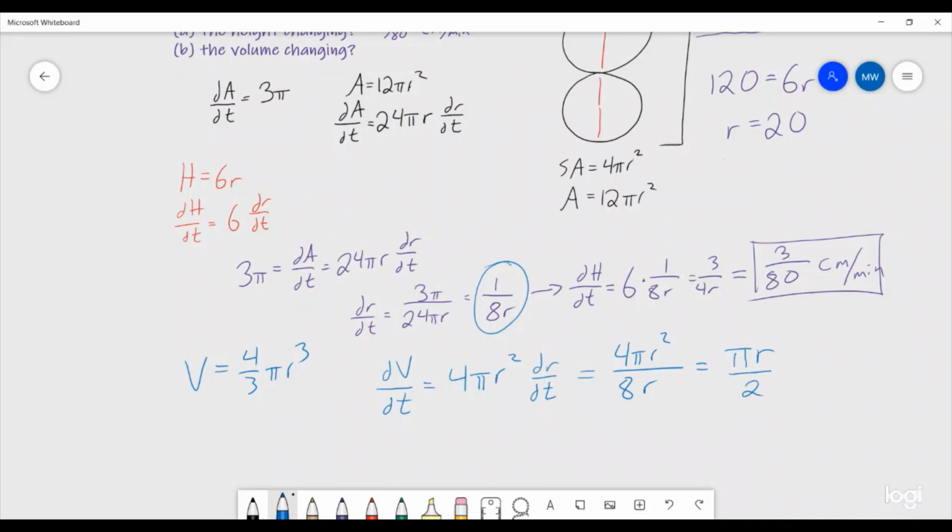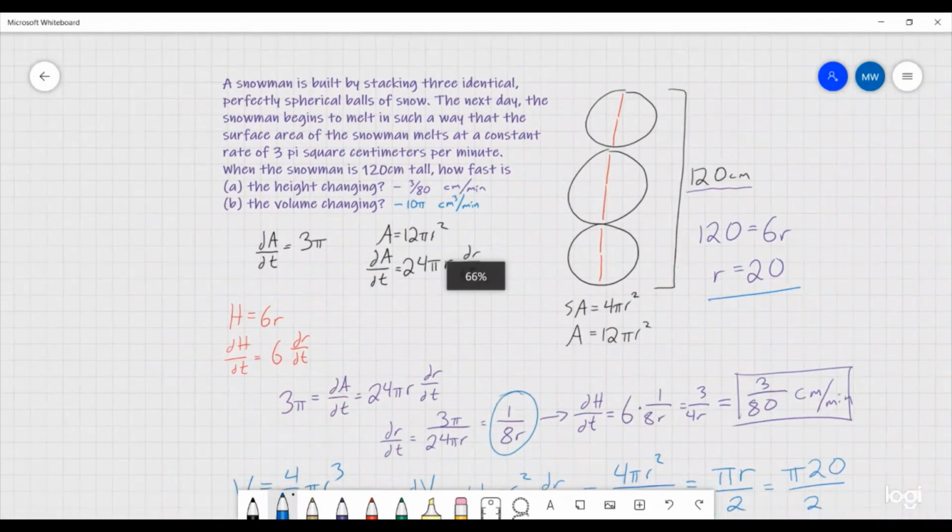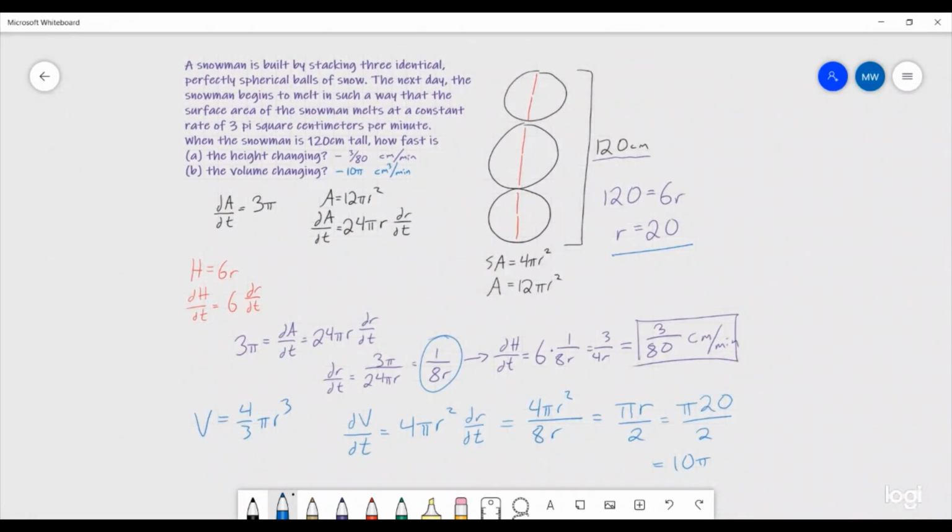So we then can take what we know r to be. r is 20. So this is going to be equal to pi times 20 divided by 2, or it's just 10 pi. And because the surface area is decreasing, we know the sign is also negative. So the volume is going to be changing at minus 10 pi cubic centimeters per minute. That is how fast all of those different pieces are changing. So hopefully this was a helpful problem for related rates.